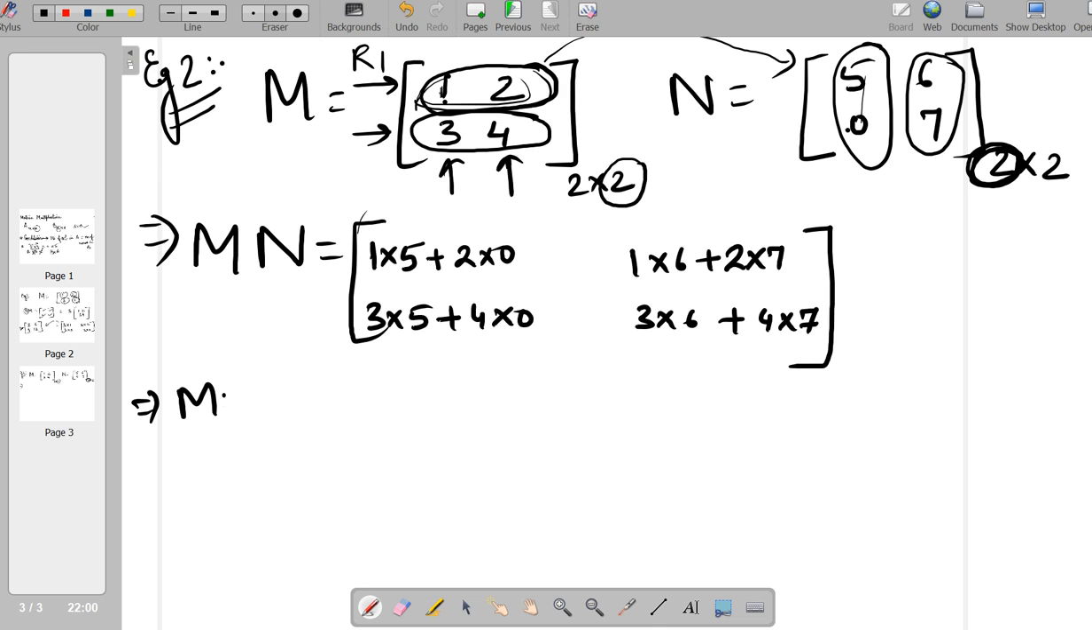So your MN matrix, when you solve: 5 ones are 5 plus 2 zeros are 0, so this will be 5. Here it will be 6 ones are 6 and 7 twos are 14, 14 plus 6 is 20. Here it is 5 threes are 15 plus 0, it will be 15 only. And here it is 6 threes are 18, 18 plus 7 fours are 28, so that will give you 46. So this is the product of the matrices M and N.